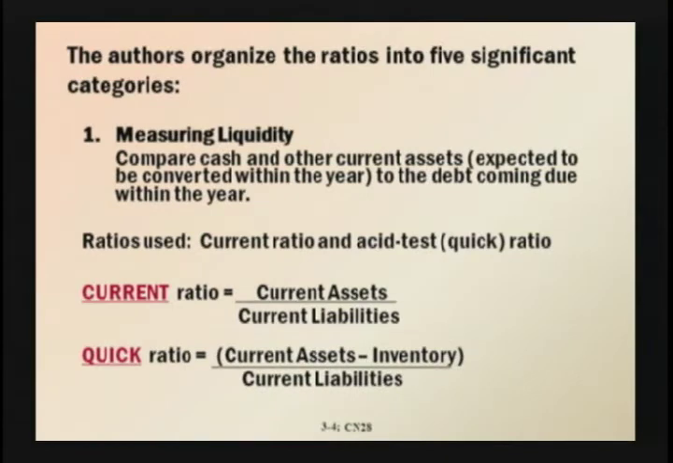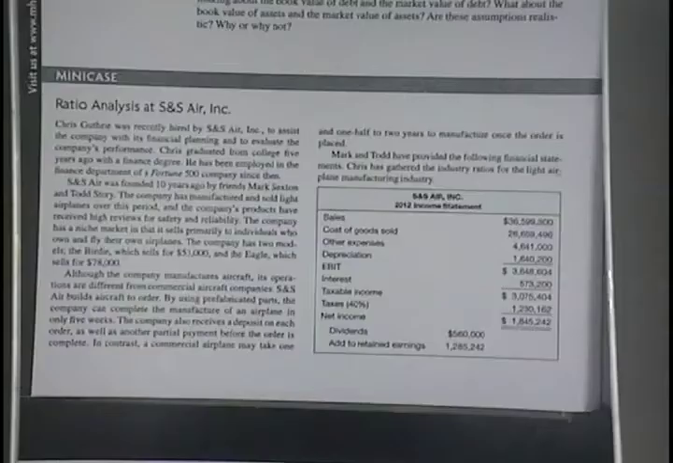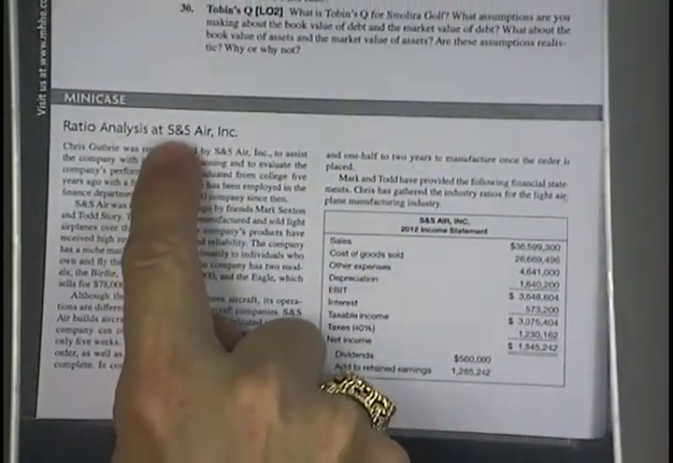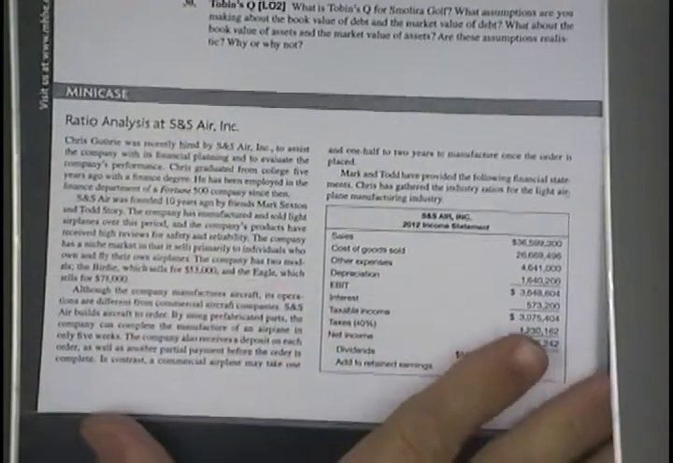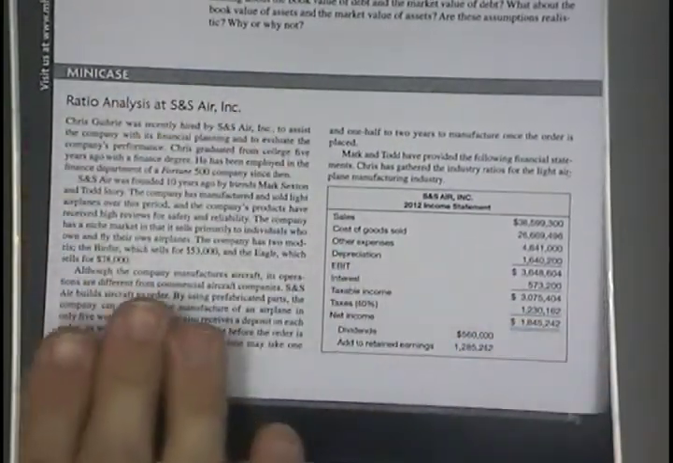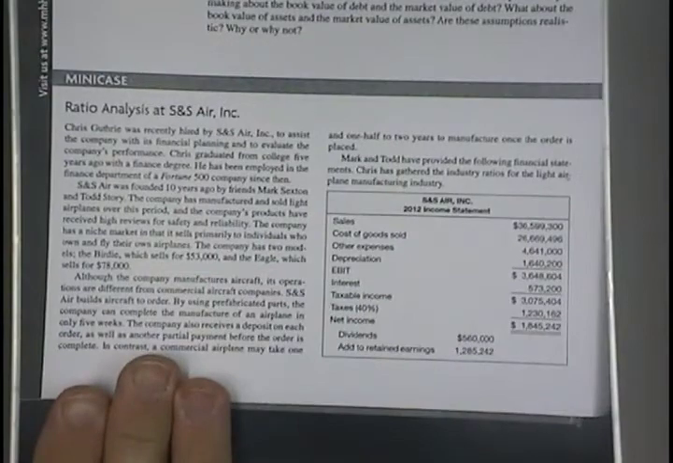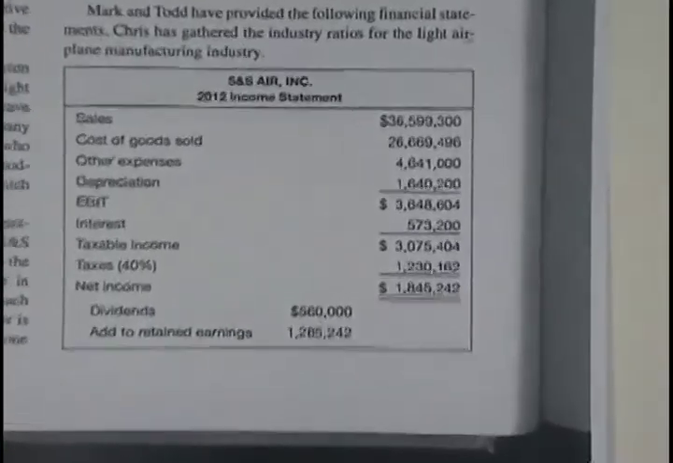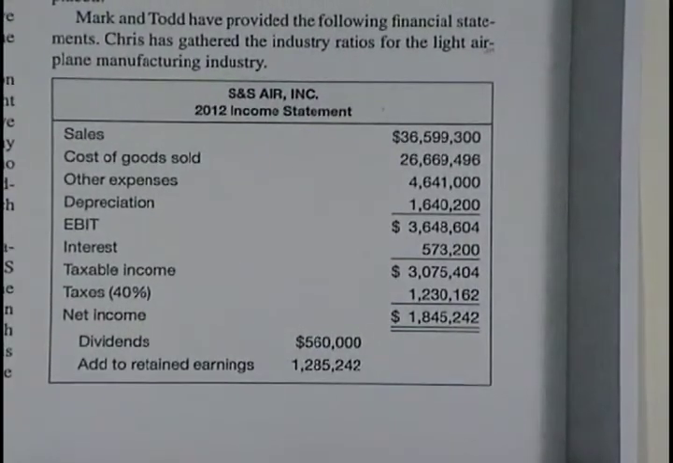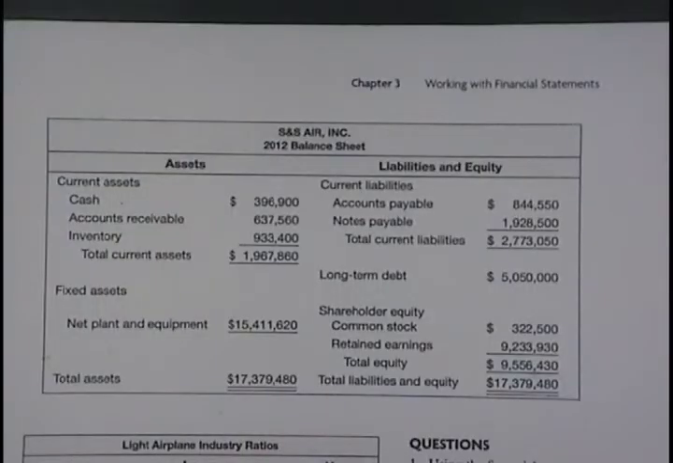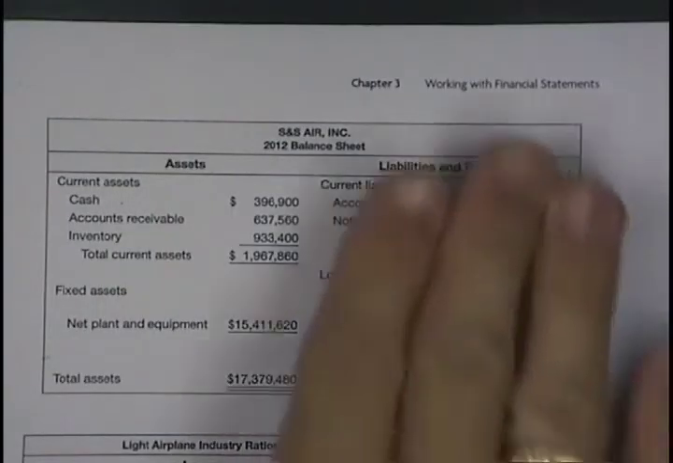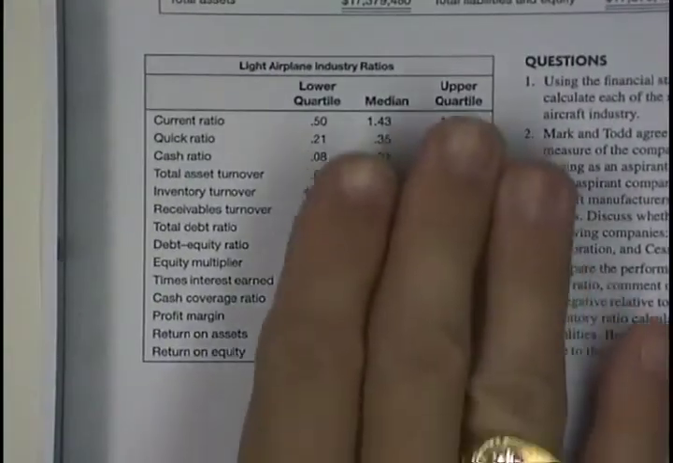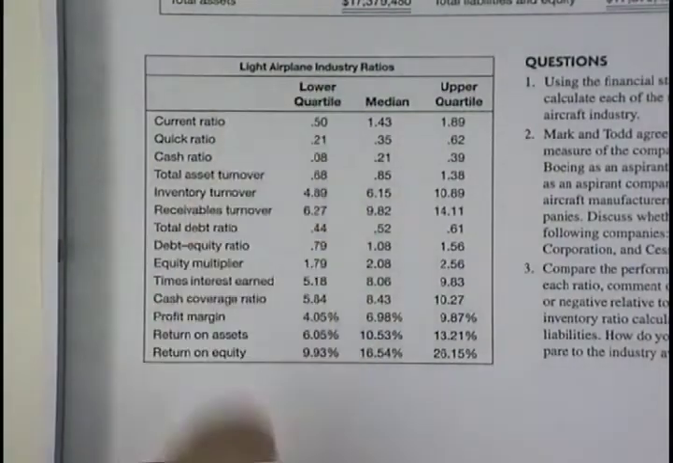To illustrate the various financial ratios in the chapter, we will use the mini case found on the last 2 pages of the chapter, which uses financial information on S&S Air Incorporated. It gives some background information about S&S Air's function in the small aircraft manufacturing industry, and then it provides the income statement on S&S Air, and then on the next page, which is the very last page in Chapter 3, it provides a balance sheet for S&S Air, and then it provides some industry ratios for the light airplane industry.